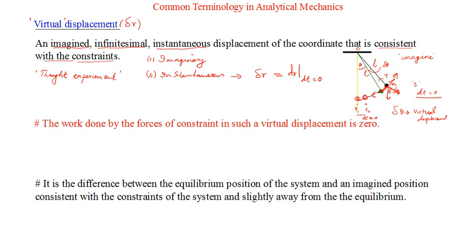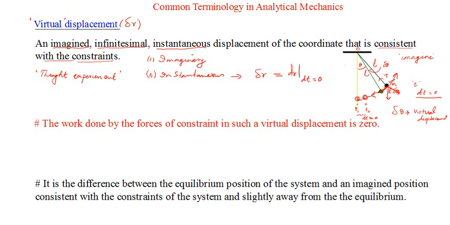Okay, and this position will be imagined as slightly away from the equilibrium position. That is why the magnitude of this displacement is taken to be very, very small. That is a usual condition that we take while defining infinitesimal quantities. So it is a purely imaginary one. It's a sort of thought experiment. It's the outcome of a thought experiment. That's what I want to mention.